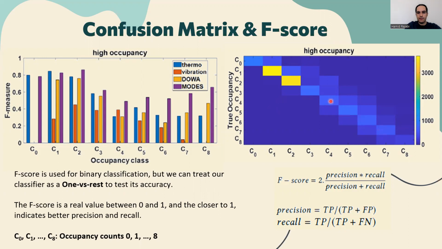The right-hand side figure represents the corresponding confusion matrix of the MODES for the high occupancy scenario. In general, the performance in lower occupancy counts, like C1 and C2, outperforms the one in high or medium levels. The reason for this behavior is in the pattern of each one of the sources.